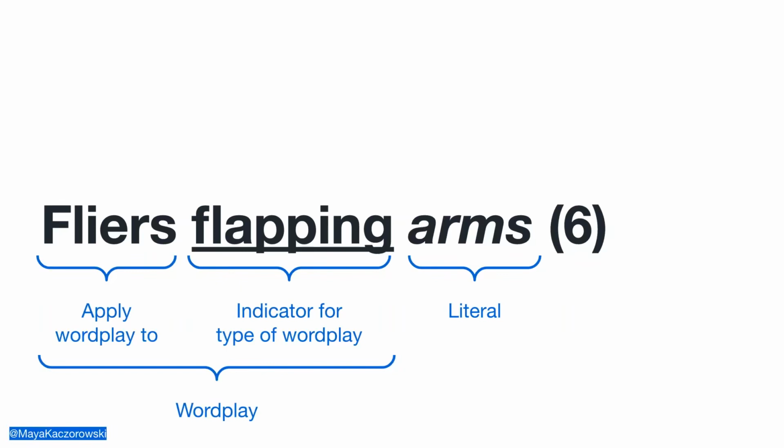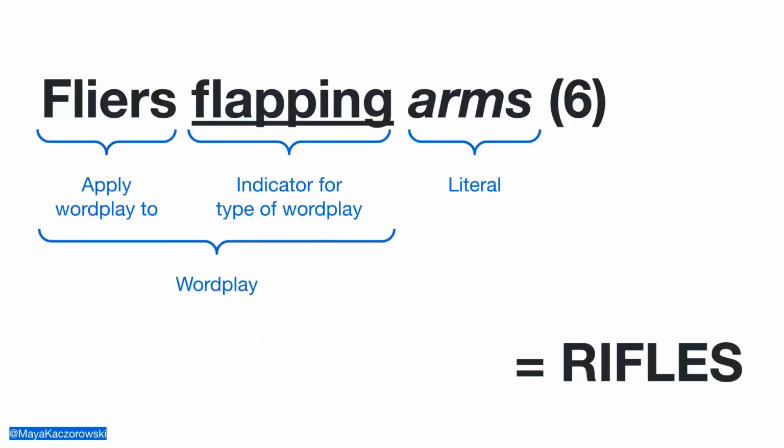Flapping is an indicator that we're probably dealing with an anagram clue. So now I'm thinking I need to anagram the word flyers, which works since it has 6 letters, into a new word for arms. And we find rifles. If I flap flyers, I get a word for arms. Since the wordplay and the literal match, we know that we found the answer.